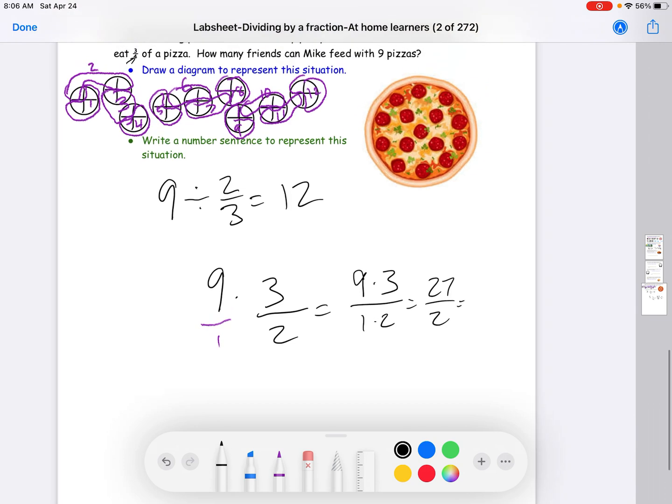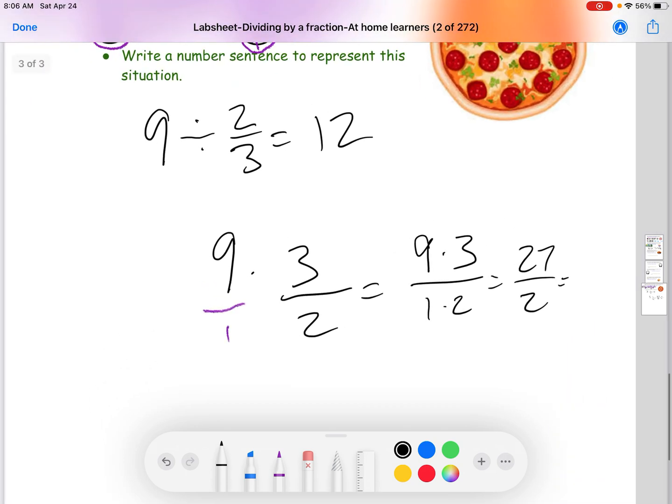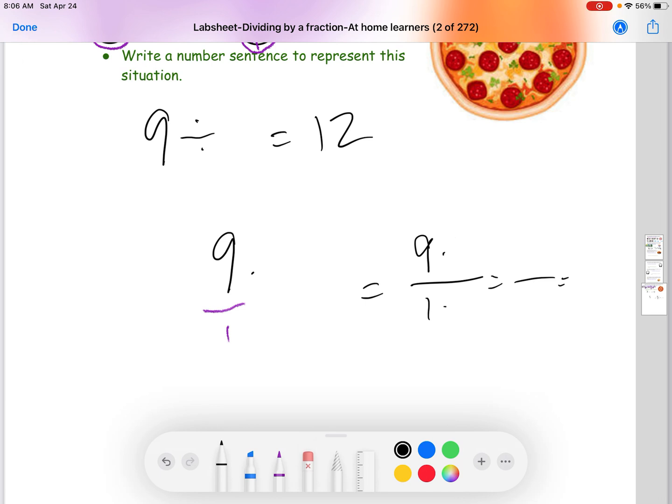Wait a second. Did I mess something up? Oh, that's because it's not thirds, it's 3/4, Mr. Crone. 3/4. And that, yes, Mr. Crone, you did mess that up. 3/4. 4 over 3. 9 times 4 over 3. That's 36 over 3. And that is 12. There we go. Feeds 12 people.